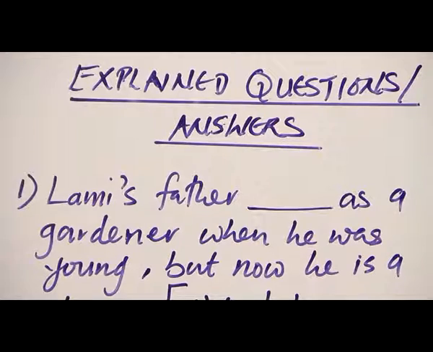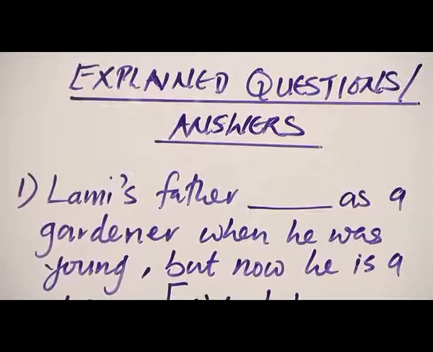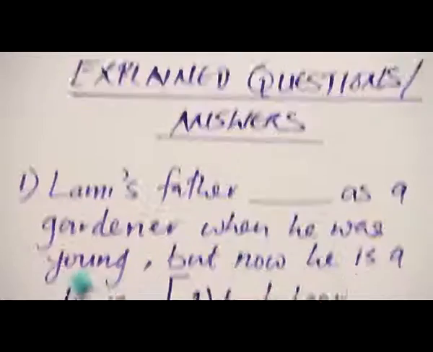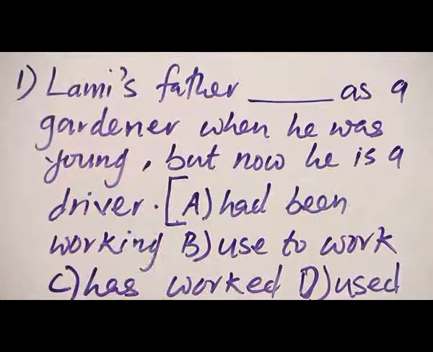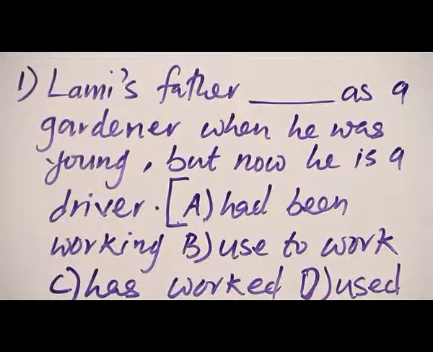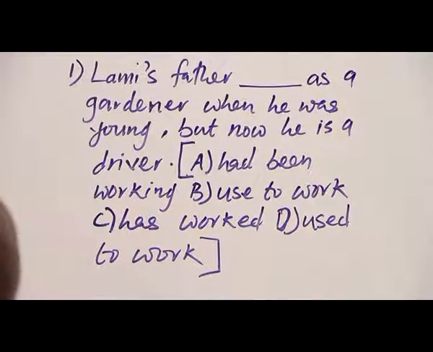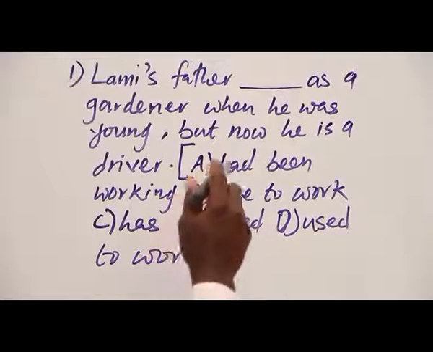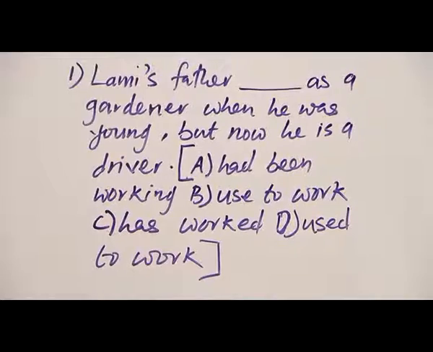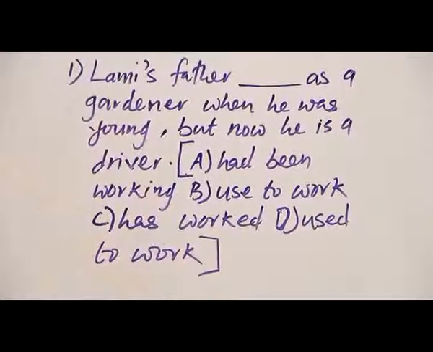Now let's look at question number 1 under explained questions and answers. Lami's father dashed as a gardener when he was young, but now he is a driver. This question is based on sequence of tenses. Now, first you have to look at the other parts of the sentence. But now he's a driver. So that is now. It means that what comes before that should be then in the past.